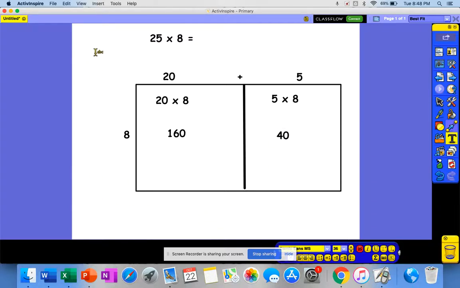Then they're going to add those two pieces. Now, for most of them, it's easier for them to stack them on top of each other. That's going to take a little while on here, but I'm going to just go ahead and write it out as an equation. So that is 160 plus 40. Okay, and then they're going to add. So the answer to that problem will be 200. Okay, so that is how you do the two-digit by one digit.